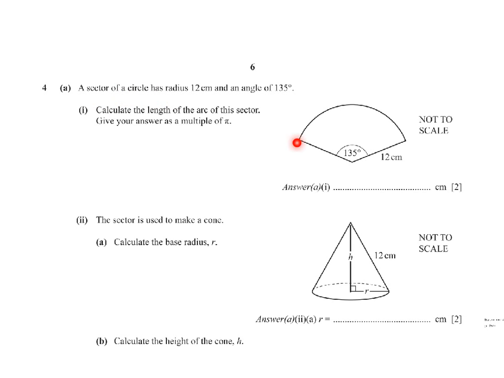A sector of a circle, a part of the area of a circle, has a radius of 12 centimeters and the angle is 135 degrees. Calculate the length of the arc of this sector. And an arc is a part of the circumference. Give your answer as a multiple of pi.